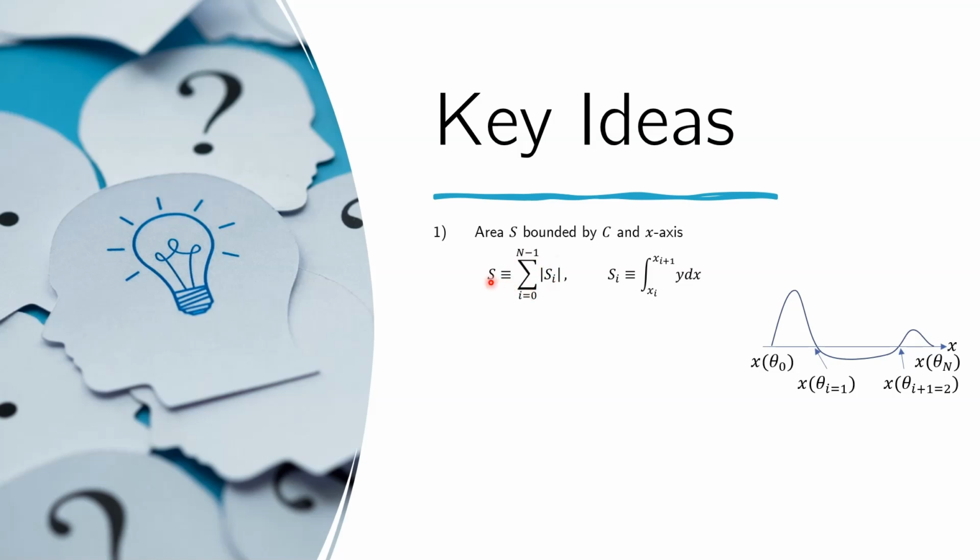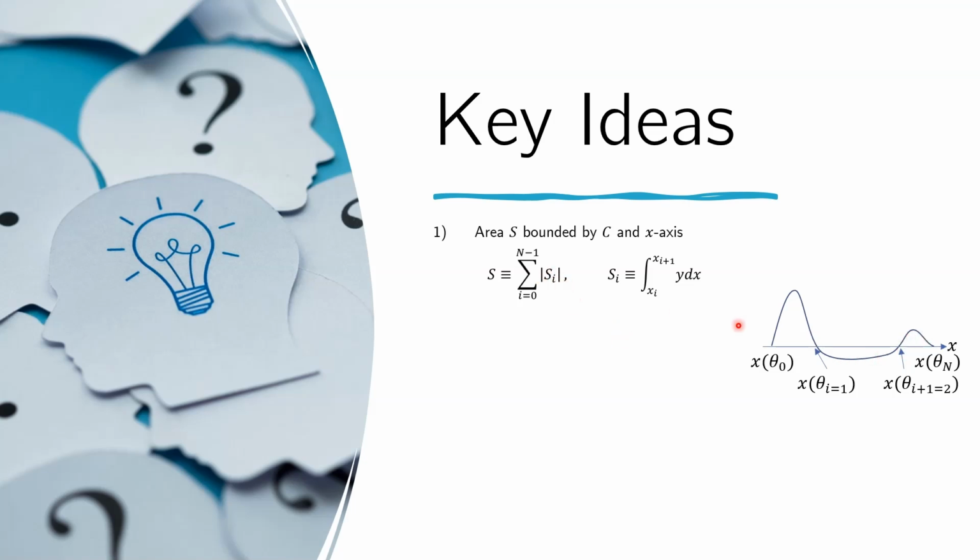So this means that the total area S is actually the sum of this area here. For example, this curve here is the curve C. So the area S is the sum of the area here, and the area here. That's what this means. And you see S sub i is actually the integral of y with respect to x, the area from x sub i to x sub i plus 1. So for example, for this area here, that's from x sub i to x sub i plus 1. So this is that S sub i here. And we put absolute value symbols here because we want the positive area. So the area here should be positive, here should be positive, here should be positive.